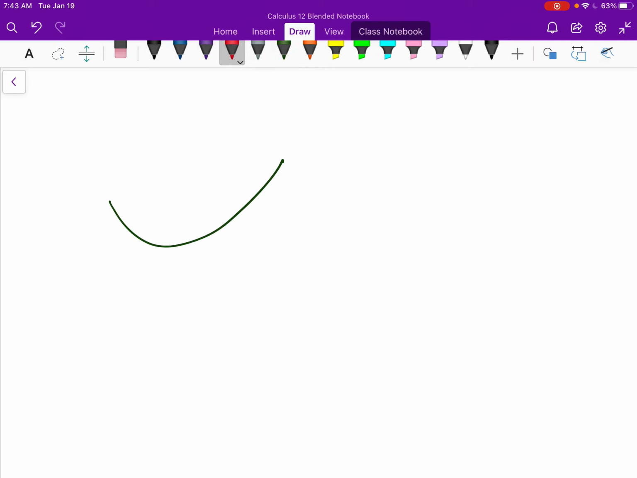The second derivative is how the first derivative changes. So I have a critical point right here. That doesn't really matter. If I look from left to right, what's happening first to my first derivative? My first derivative here is negative.